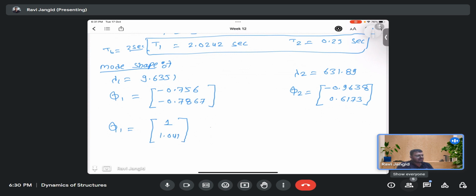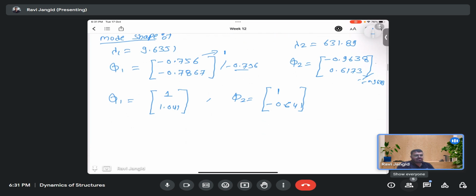Do you know how I get the normalization? Yes. I want to normalize with this one, so I will divide it by minus 0.756. Same for this one, I divide it by minus 0.9638. If I do that, this is 1, and this one I'm getting minus 0.641.